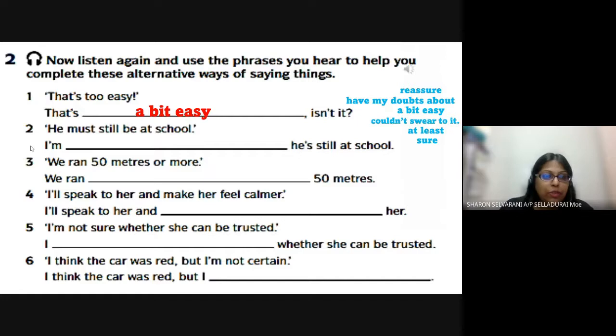Okay, let's look at number two. He must still be at school. Dash, he's still at school. All right, so you listen to number two. So you just get an idea with the previous listening.